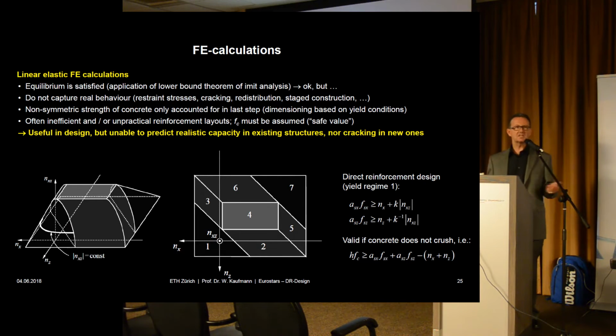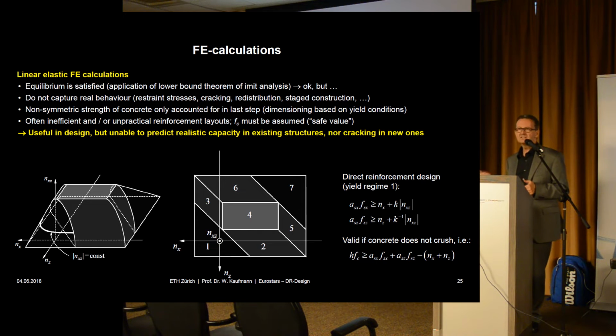You do this stress calculation, and then I claimed before that you cannot actually know the stress because you have initial stresses which you cannot determine. But on the other hand, if you believe in the theory of plasticity, the lower bound theorem, what you get from the finite element calculation is just a lower bound solution. It works. So we have equilibrium, and if we then dimension correctly, it works. It's not that bad. Certainly we don't capture the real behavior.